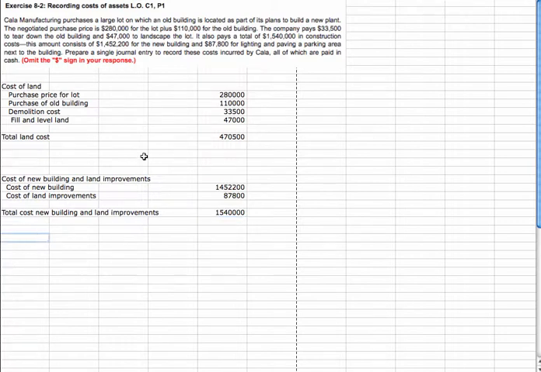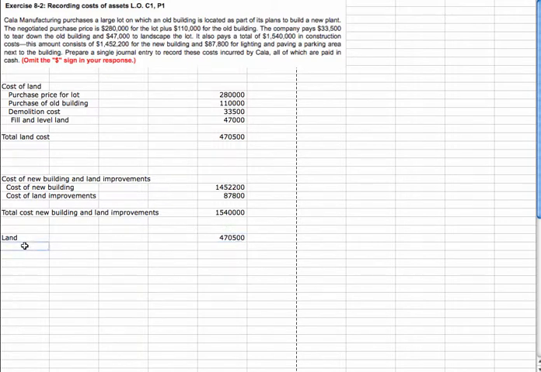So now, what would the journal entry be? We need to recognize the purchase of the land, the construction of the building, construction of the land improvements, and that we paid out cash. So our journal entry would be debit land, and the land debit would be for $470,500.